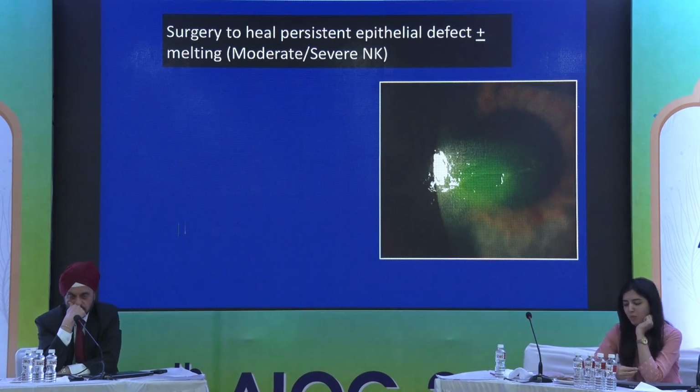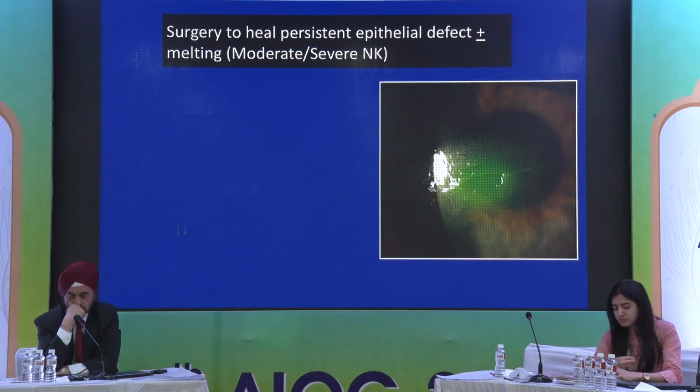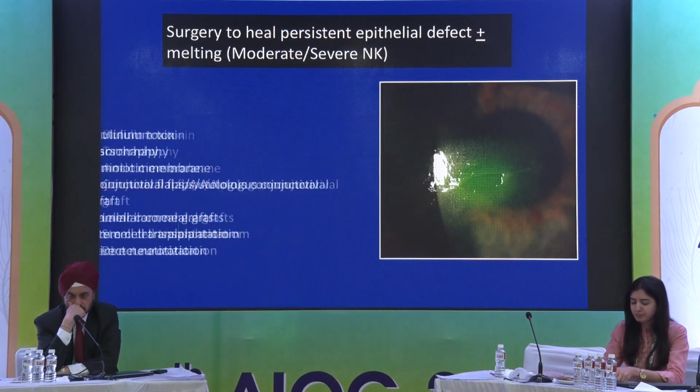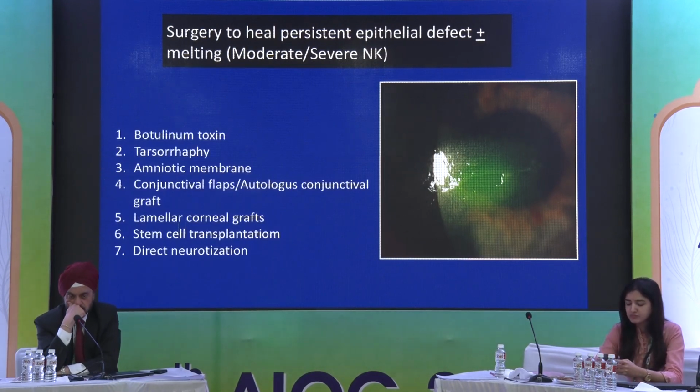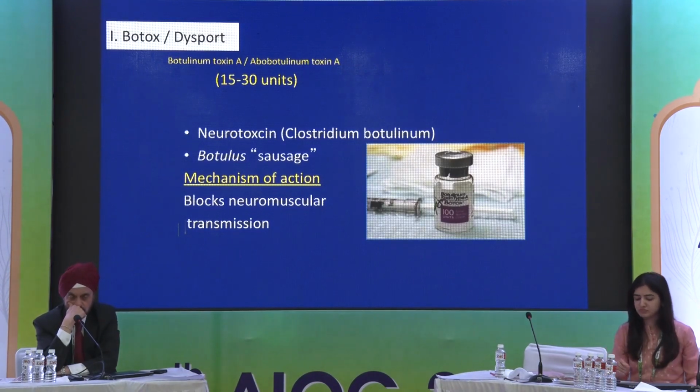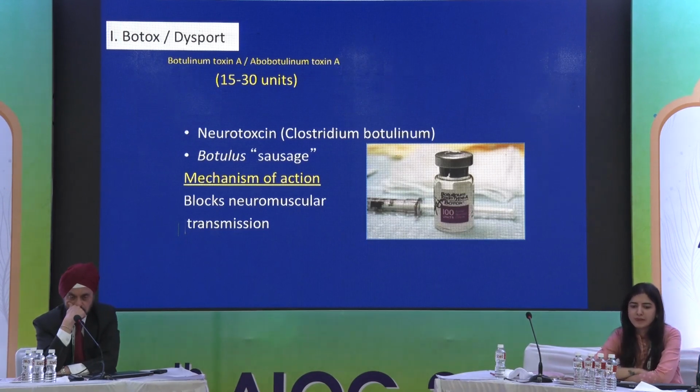Now the next stage would be surgery to heal any persistent epithelial defect, with or without melting, in moderate to severe neurotrophic keratopathy. These are the different therapeutic approaches which we will discuss briefly in the next slide. The first and easier therapeutic approach is to use Botox or Dysport. Remember, the doses of Botox and Dysport are different, because Botox has 100 units per mil, while Dysport has 300 units per mil.